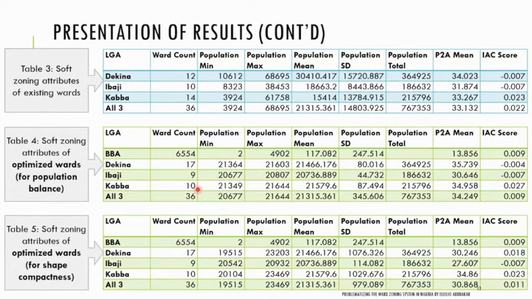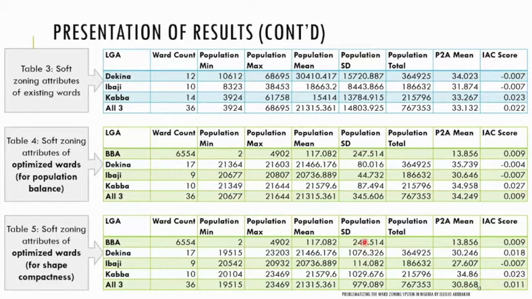So this one optimizes for population balance, and you can see that compared with what you have here, the minimum and maximum population are very similar for all the wards. So the wards have almost the same population, which is very good in terms of equity. And when we now look at compactness, the allocation of wards to local governments has still remained the same, and the population has changed a little.